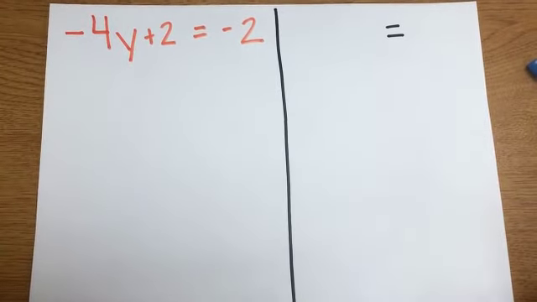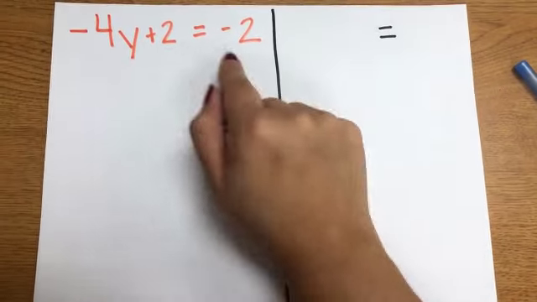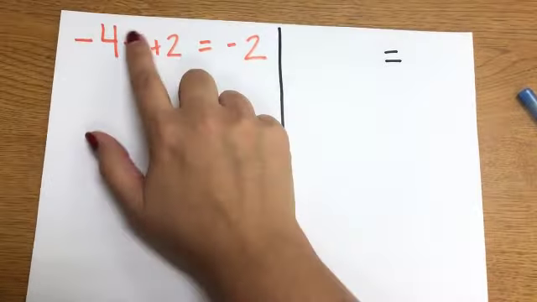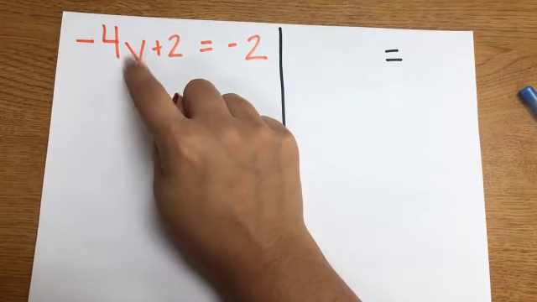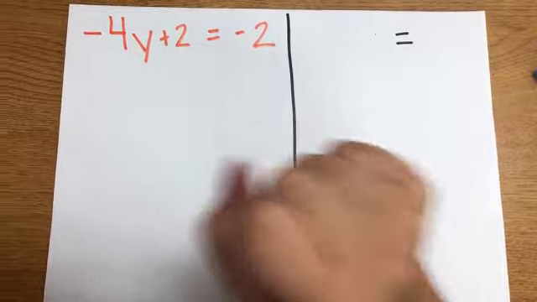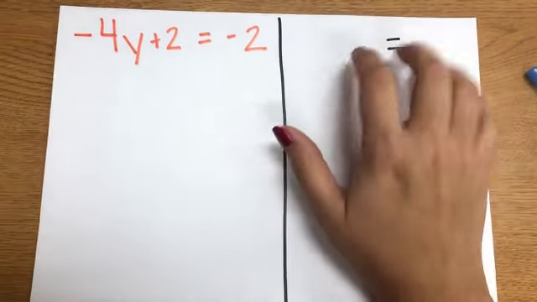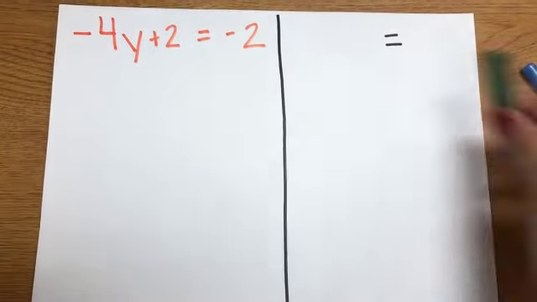All right, for our third question, we have negative 4y plus 2 equals negative 2. Again, this variable right here, it does not matter if it's x. As long as it's a letter, I should know that it's a variable. So right now I'm going to pause the video so that you can go ahead and show me what that will look like when you use your algebra tiles.